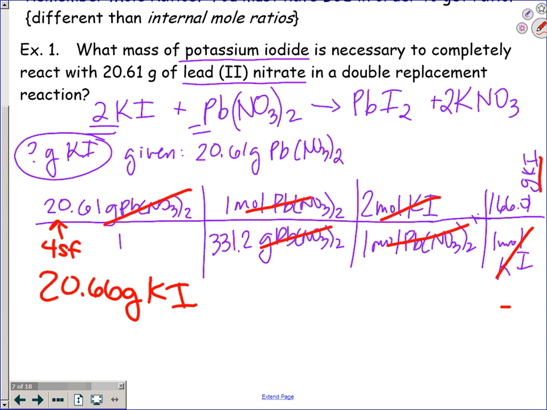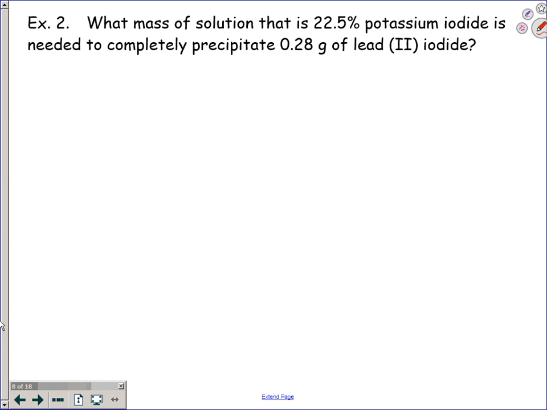This is a normal reaction stoichiometry. It is not a limiting reagent. It didn't even have percent yield and so forth in it. Okay. I need to do this one because of the percent. This is a slightly different question, and I want to show you how percent can be used as a conversion factor. So same reaction.